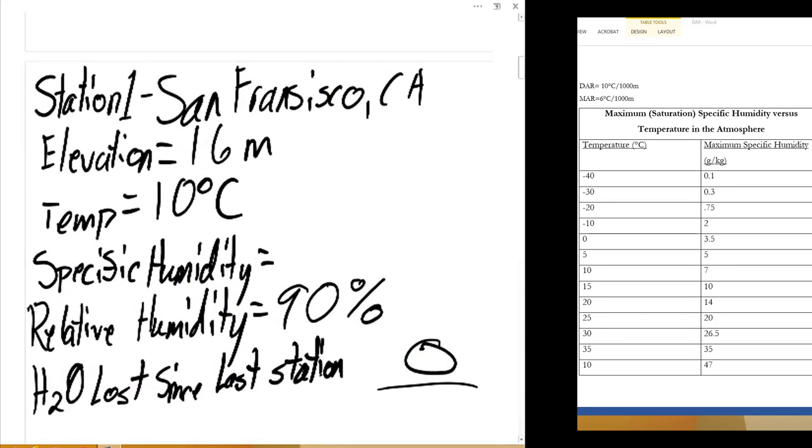So, our first station is San Francisco. I named two of these stations, and then the other two I didn't name because I couldn't find towns with the exact numbers I wanted. So, San Francisco has an elevation of 16 meters on average. The temperature that I chose is a reasonable 10 degrees Celsius. We don't have a specific humidity yet. That's something that we have to calculate. I did give us a relative humidity. I gave us 90%. And we don't have a H2O lost since the last station, because this is our first station.